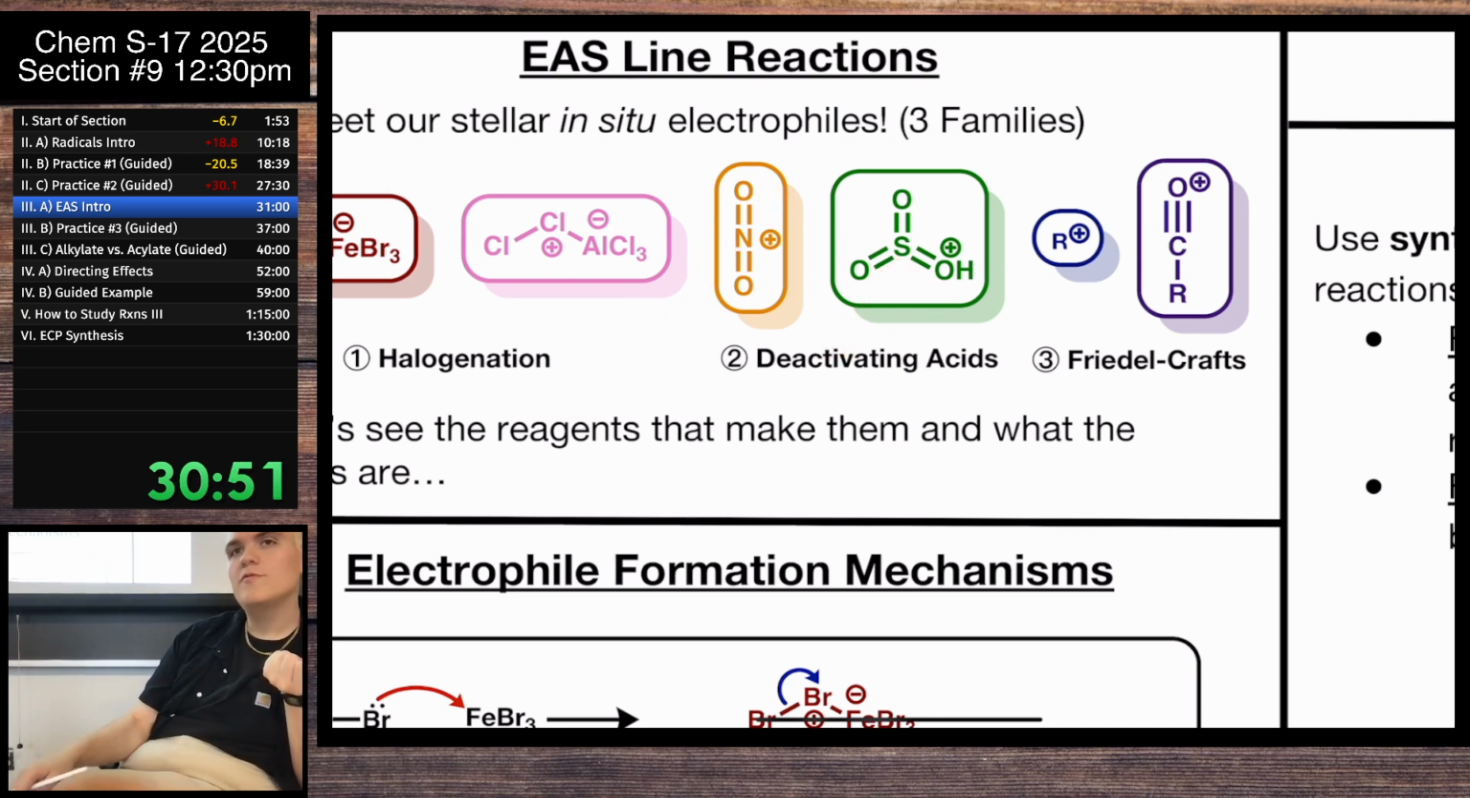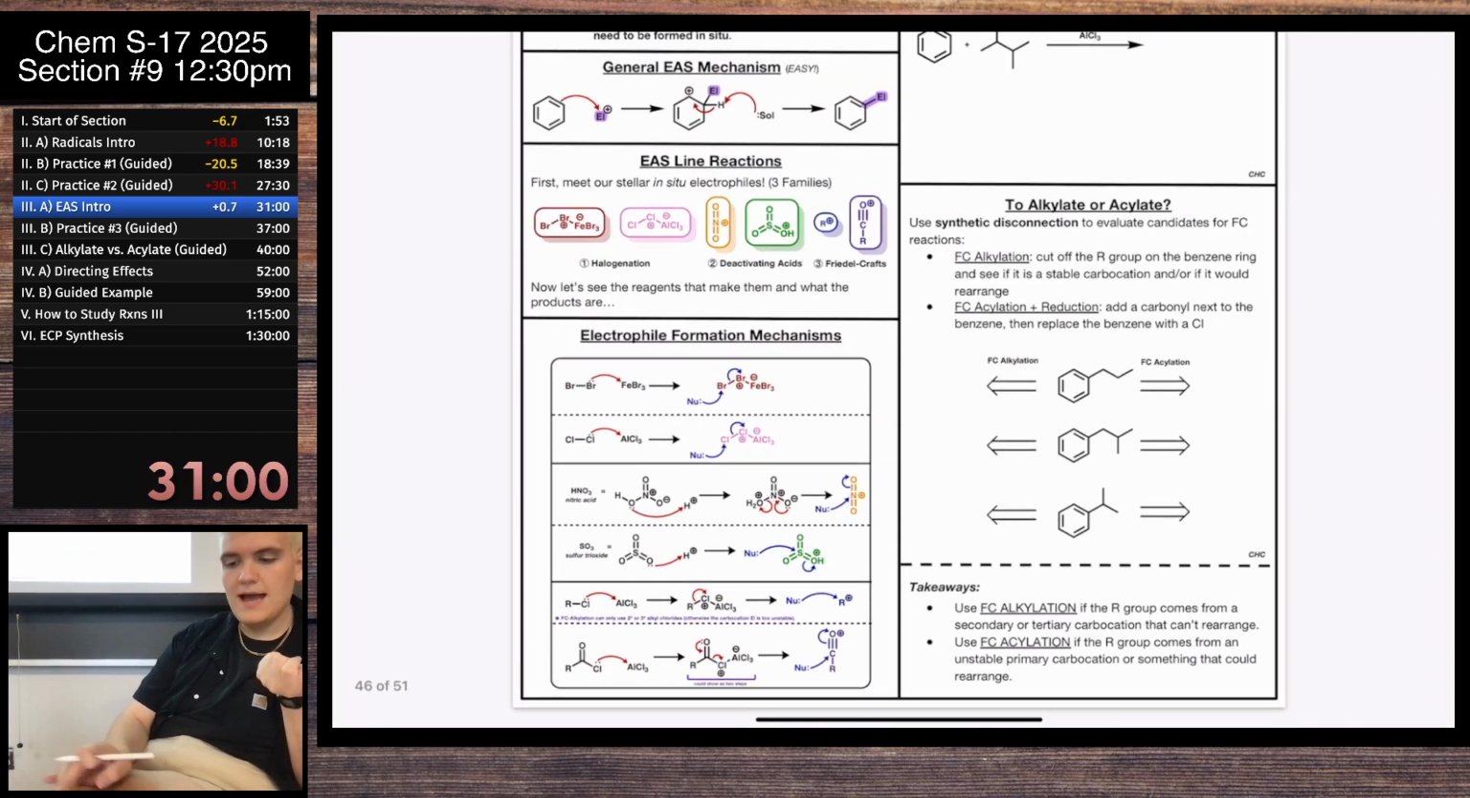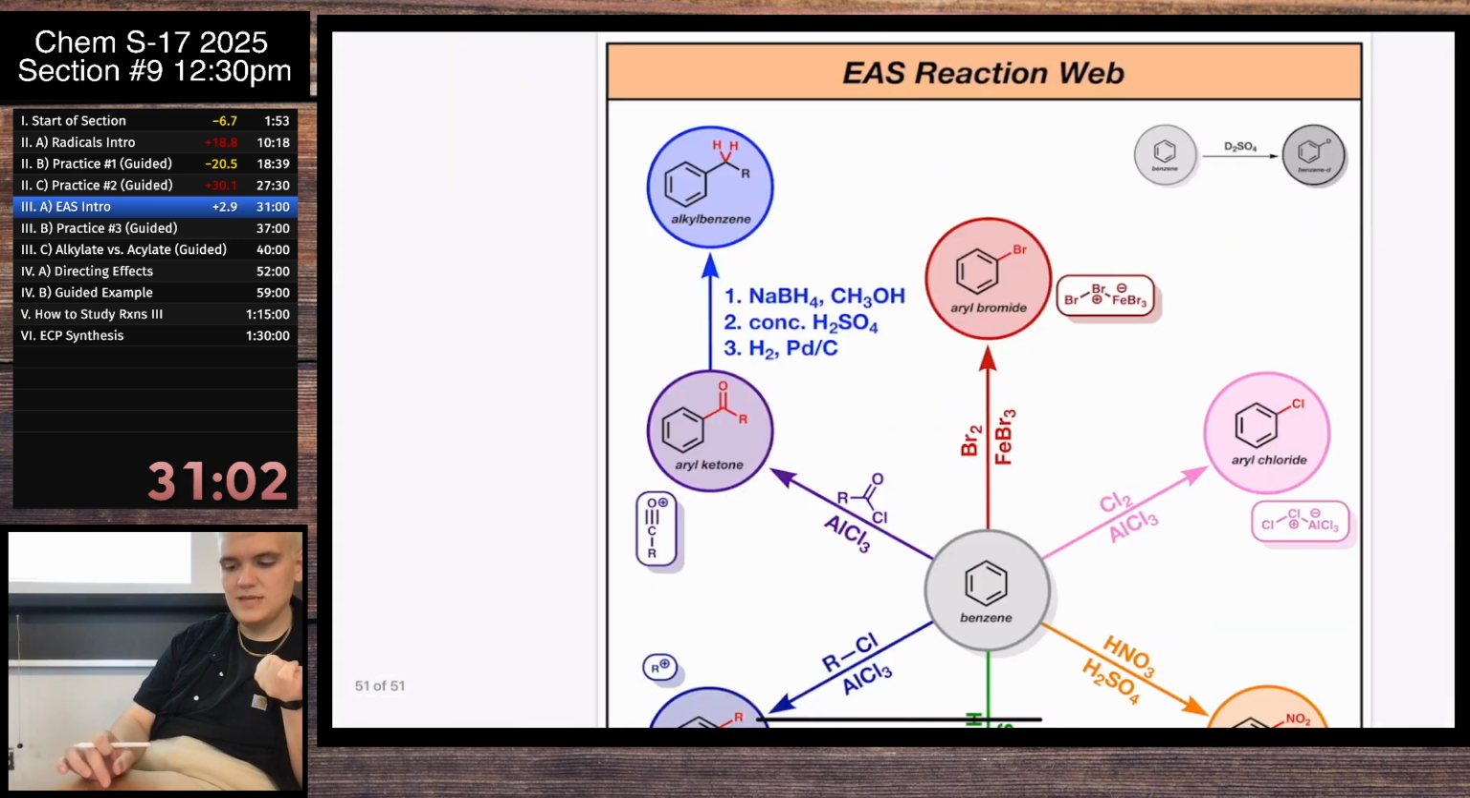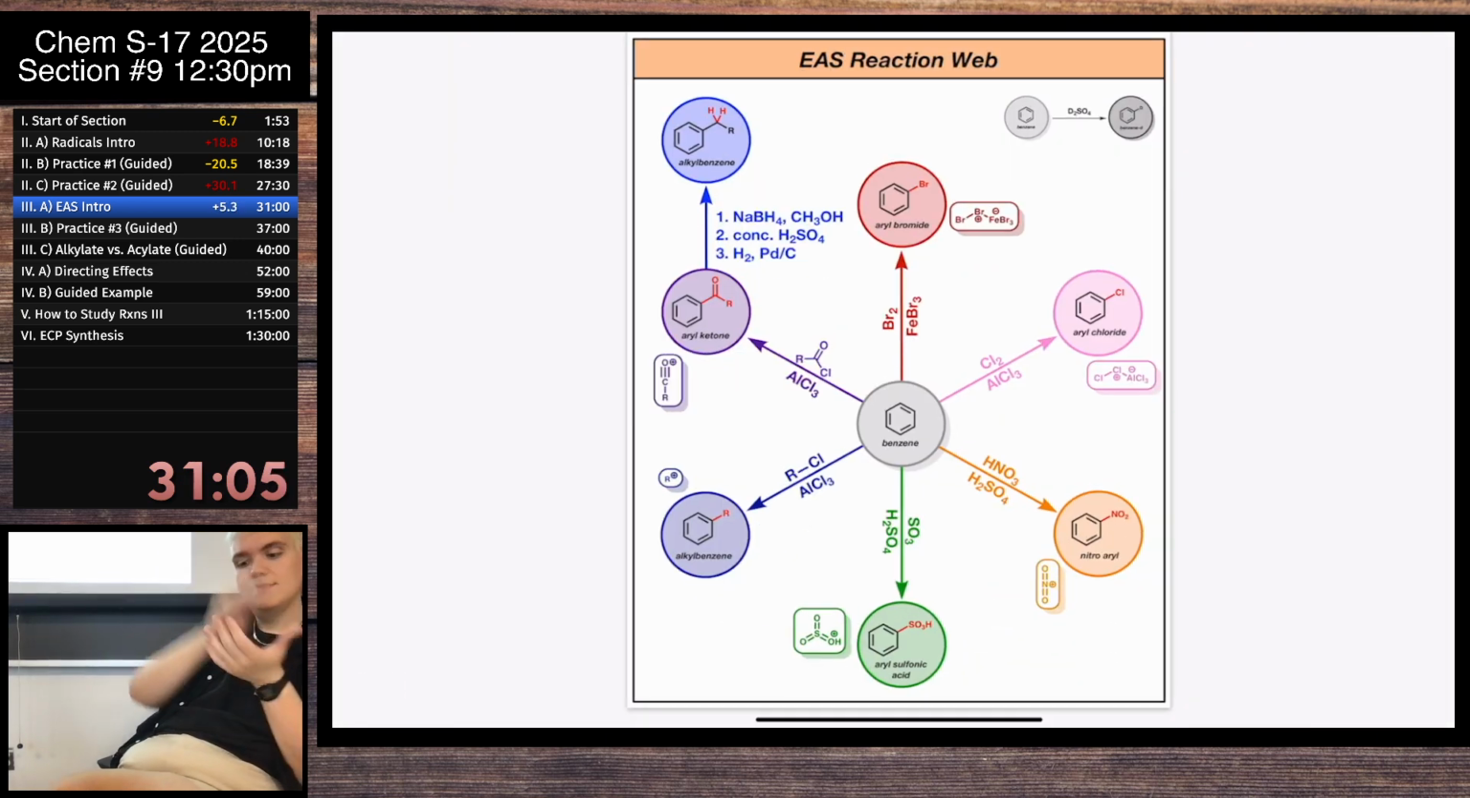The last family are the Friedel-Crafts, and that's what we're going to zoom in on and talk about a little bit more in terms of how we add carbons to benzene rings. So we'll talk about it a little bit more, but I do have a reaction web that I made for y'all here that shows all of them.